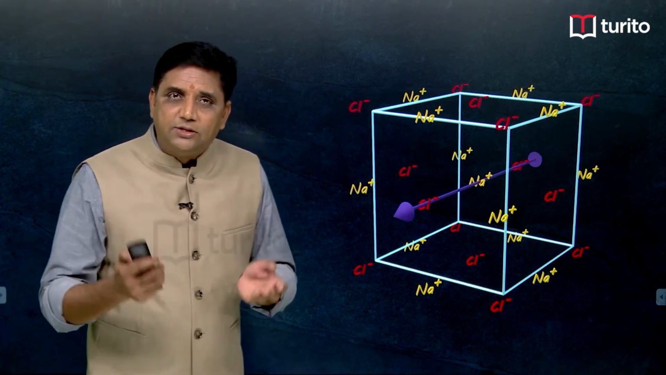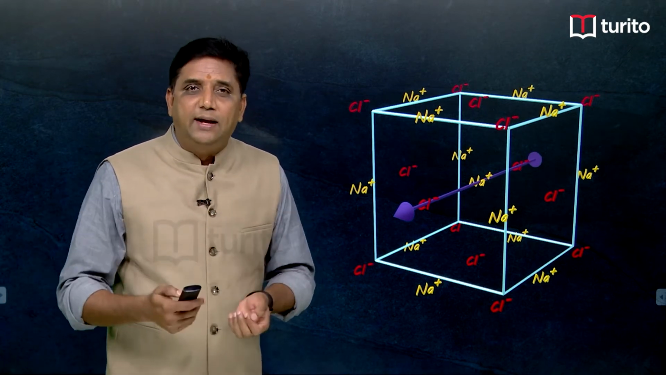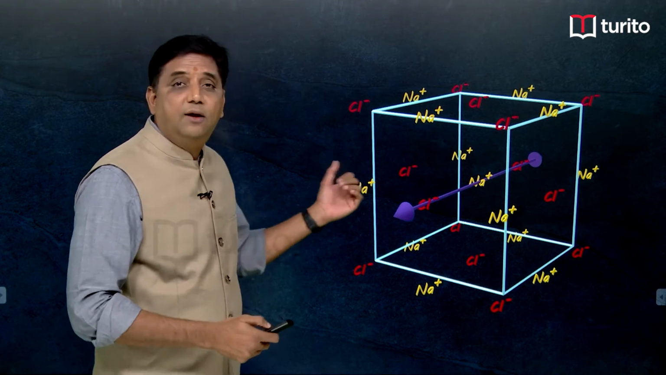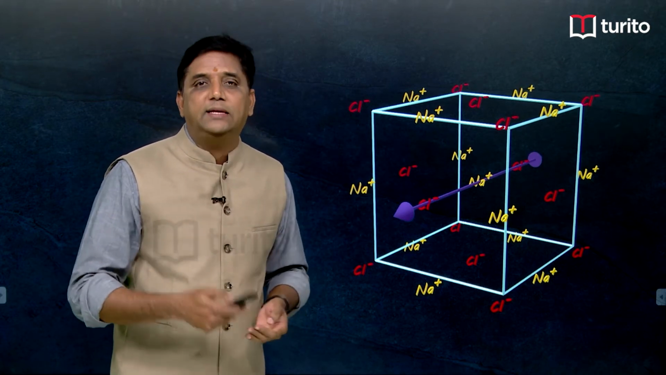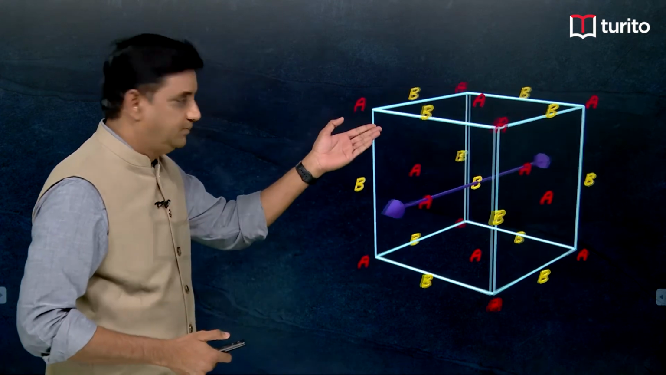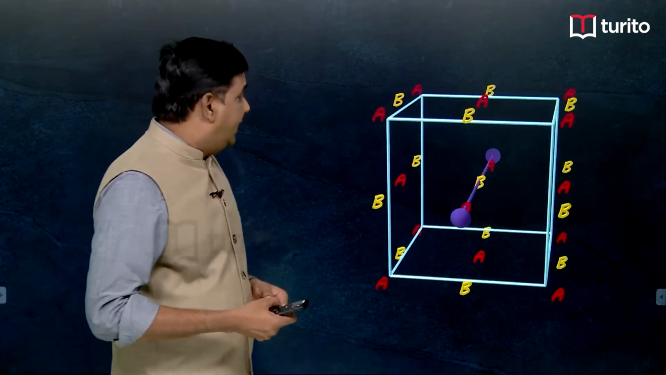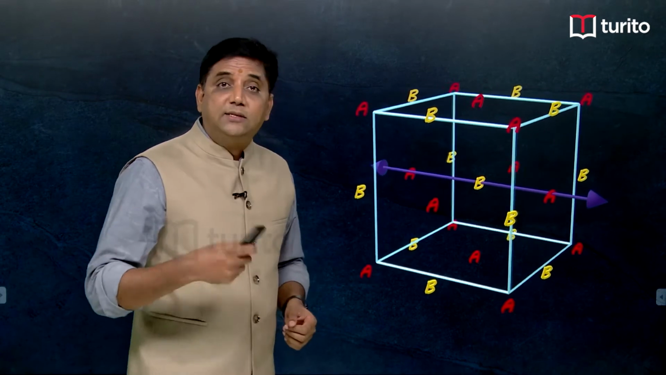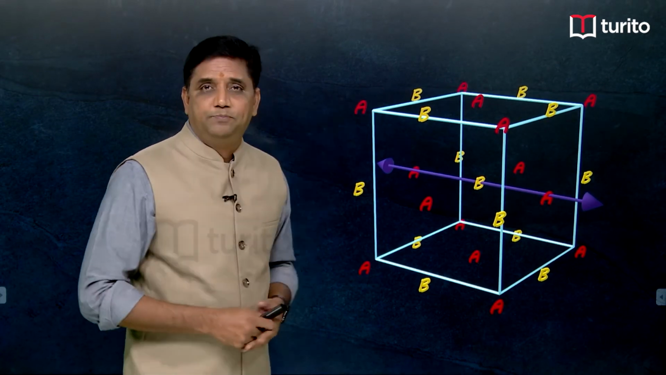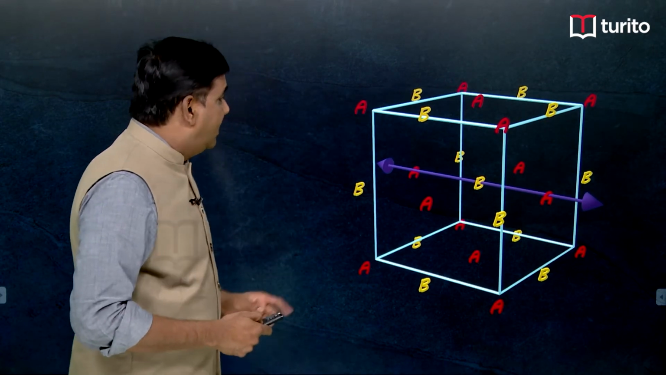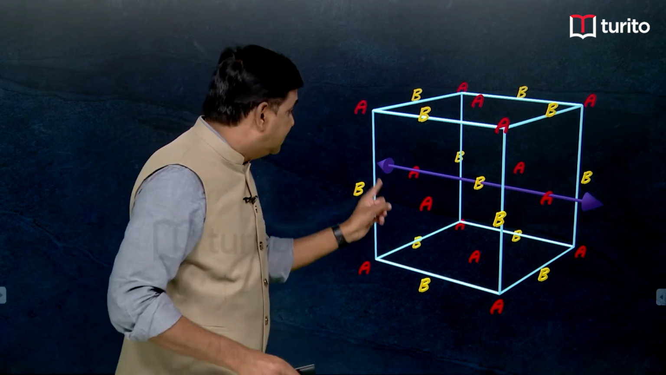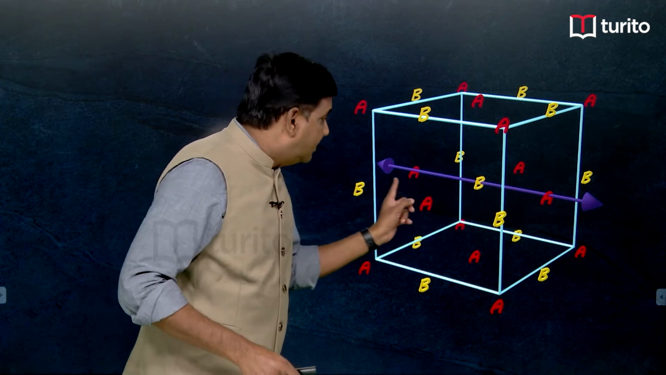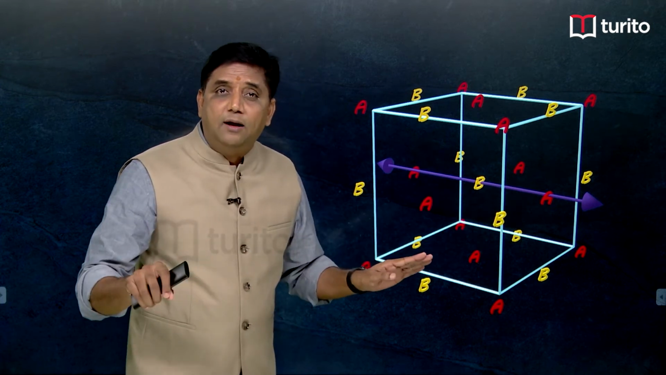Now, we have a solid, that is AB, which has exactly the same structure as NaCl. That means, in place of NaCl, we have to imagine AB like this. So, in place of Na plus we have B, in place of Cl minus we have A. And what he is saying is, along one of the axes, all the face center atoms are removed. This is the axis, student. Along this axis, all the face center atoms are removed.